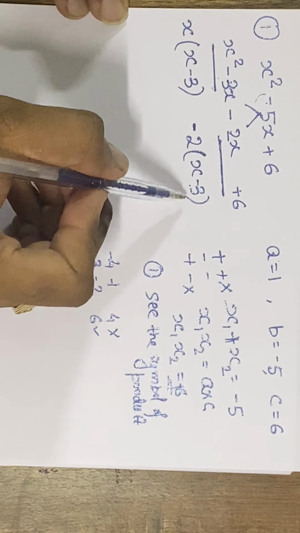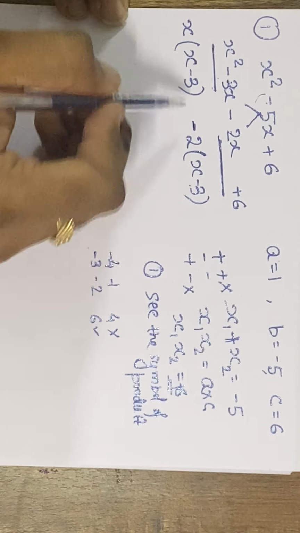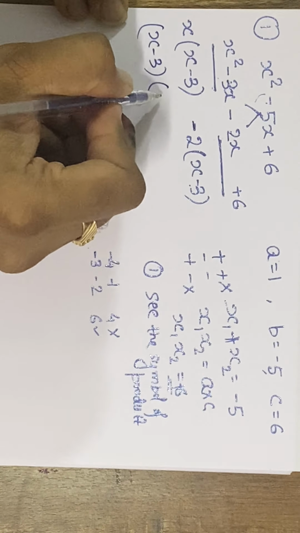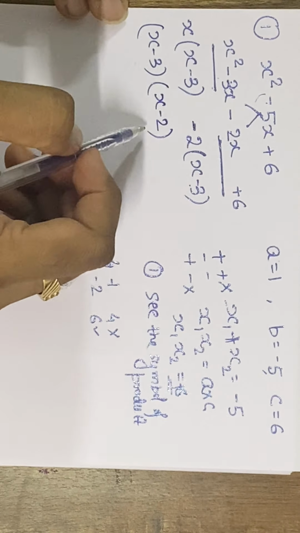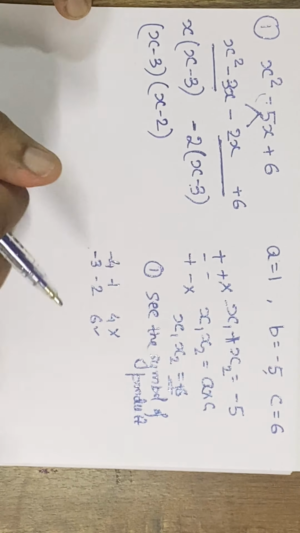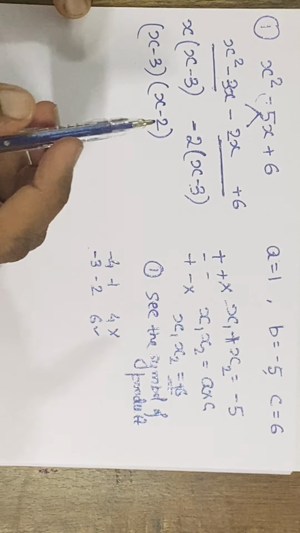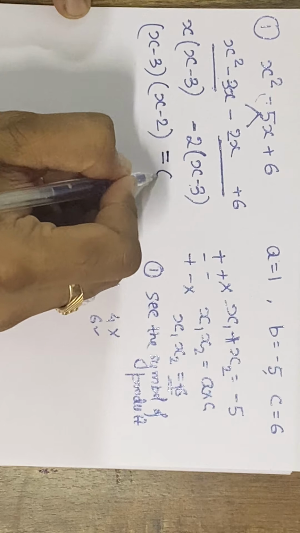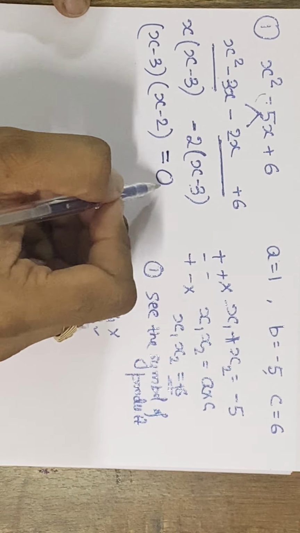Now, in these two terms separated by a minus, x minus 3 is common. So take x minus 3 common, and here x minus 2 will be there. Now this is the factorization of x square minus 5x plus 6. This is just a factorization. If you want to find the roots of the equation, or where it cuts the x-axis, you have to equate this to 0.